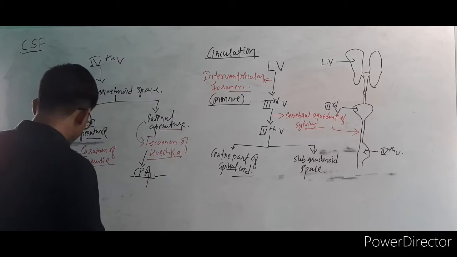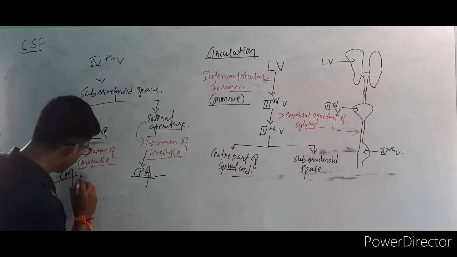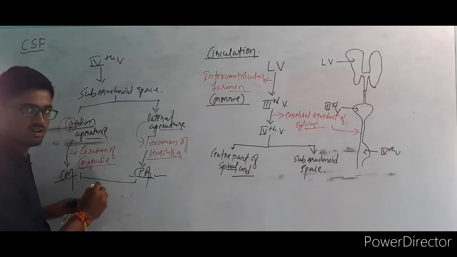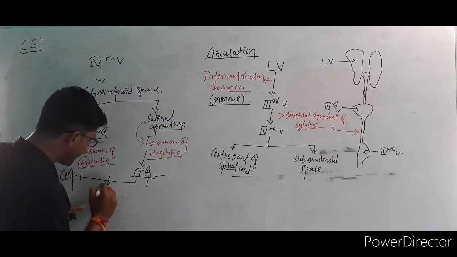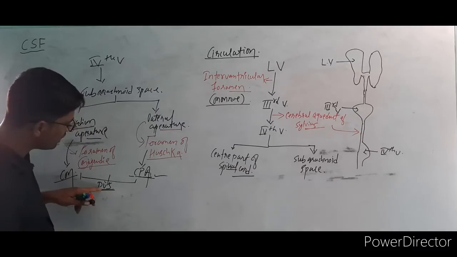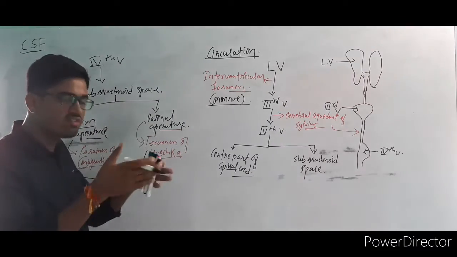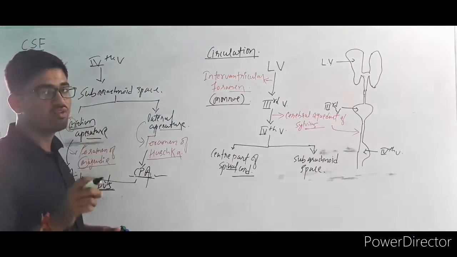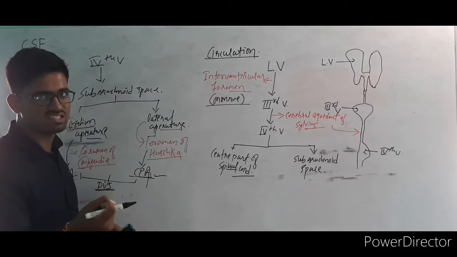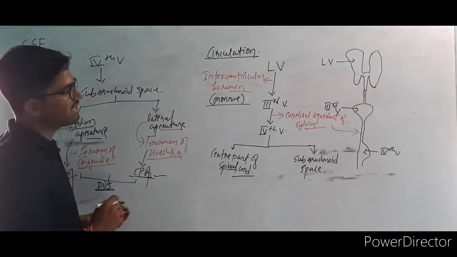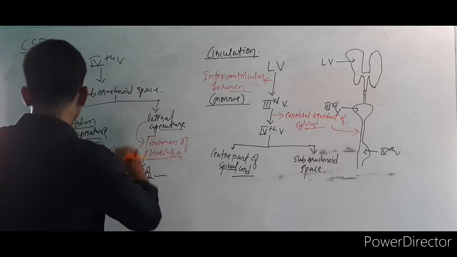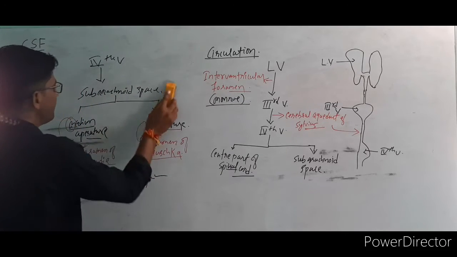From here, it will enter into the dural venous sinus through the arachnoid villi. And what are arachnoid villi? They are the absorbing sites. I will draw one diagram here and tell you everything. So this is the circulation you have to remember.